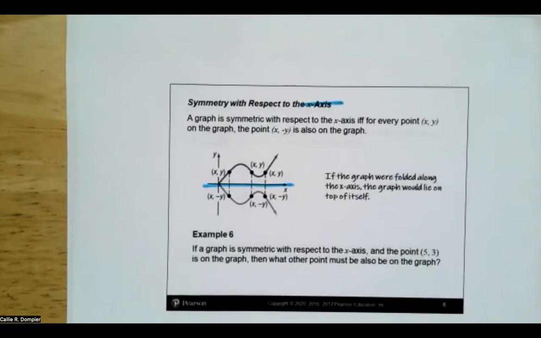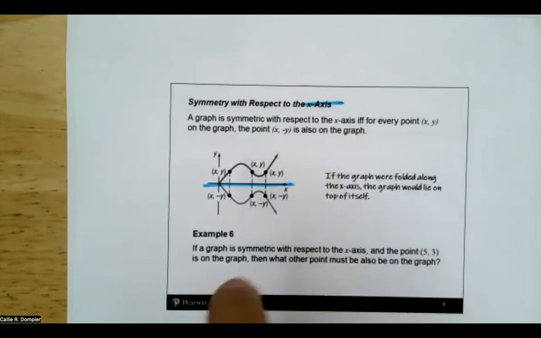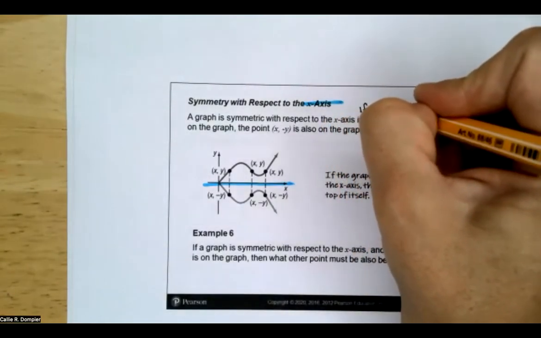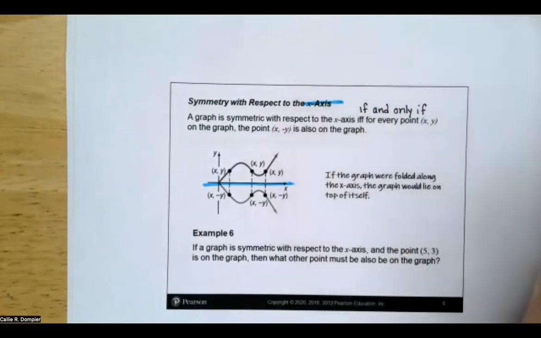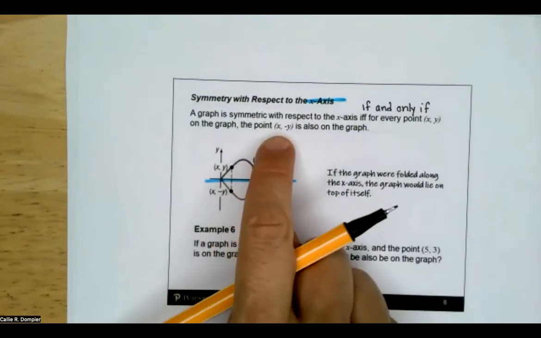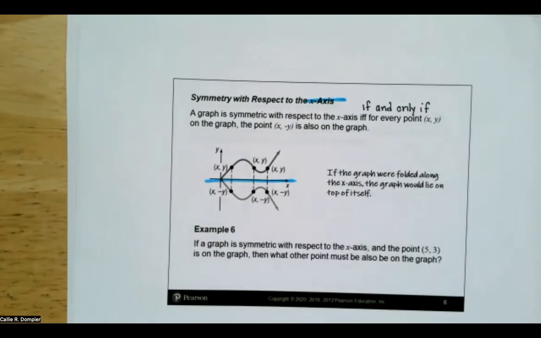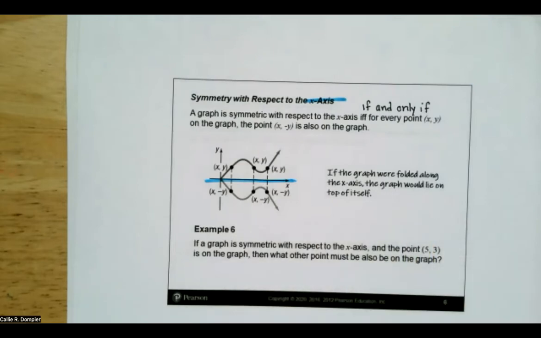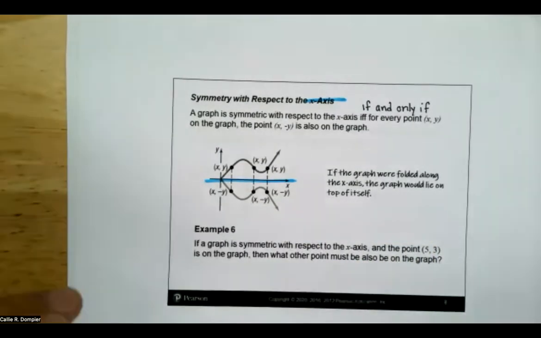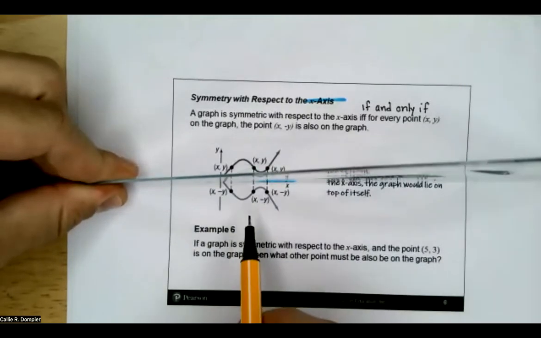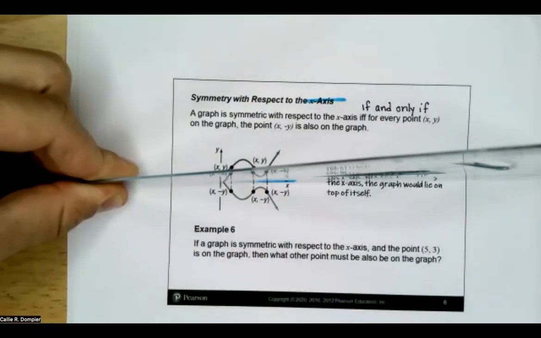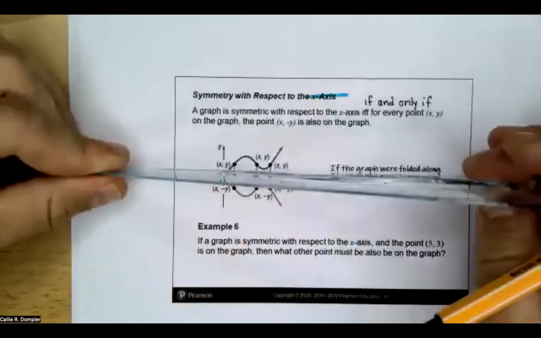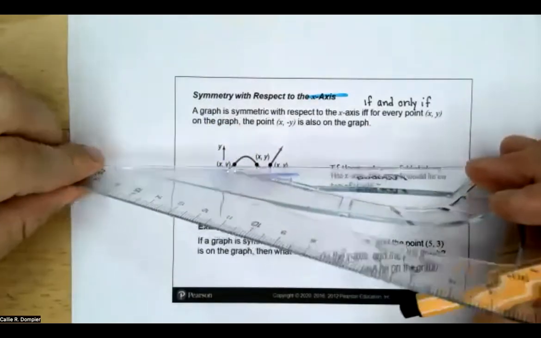All right, symmetry with respect to the x-axis. A graph is symmetric with respect to the x-axis IFF, which means if and only if, for every xy on the graph, the point x negative y is also on the graph. Good. If the graph were folded along the x-axis, it would lie on top of itself, or if I put up a mirror right here, each side of the mirror would reflect the other side, right? This looks like a mirror of that, which obviously means that looks like a mirror of this.